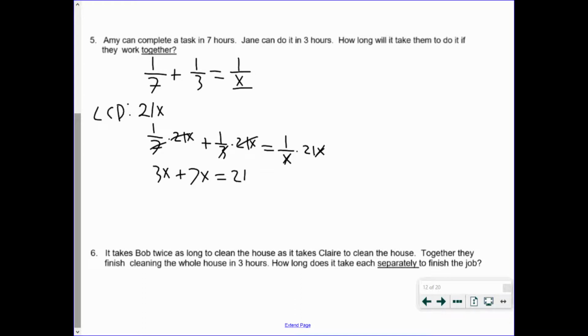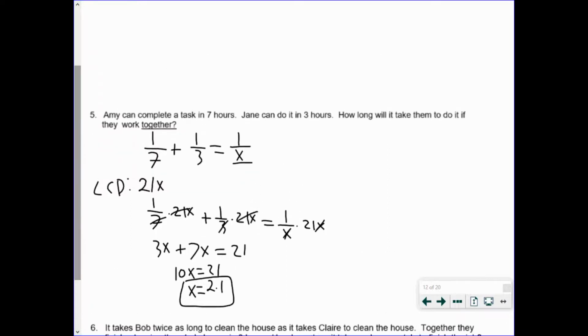Okay? So what we do here, we're just going to add like terms and figure out our x value. 7x plus 3x is 10x. That equals 21. Or in other words, x equals 2.1. Or another way to say it is that it takes them 2.1 hours to do the job together.